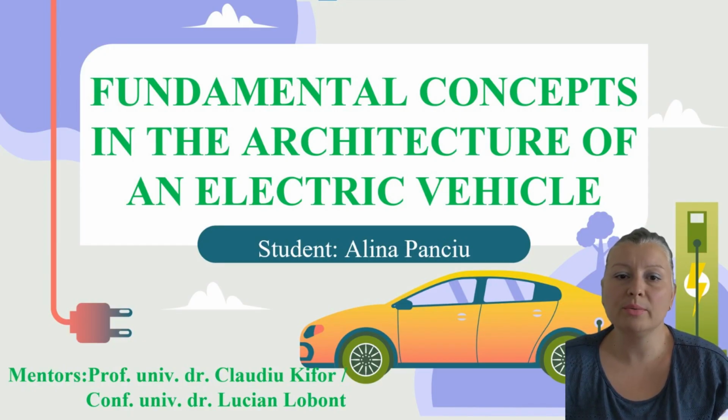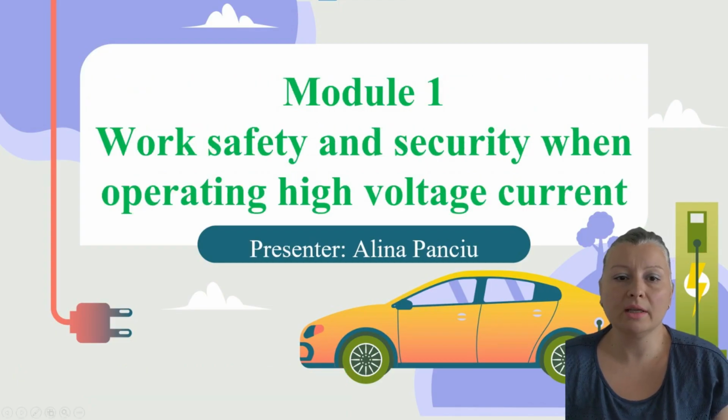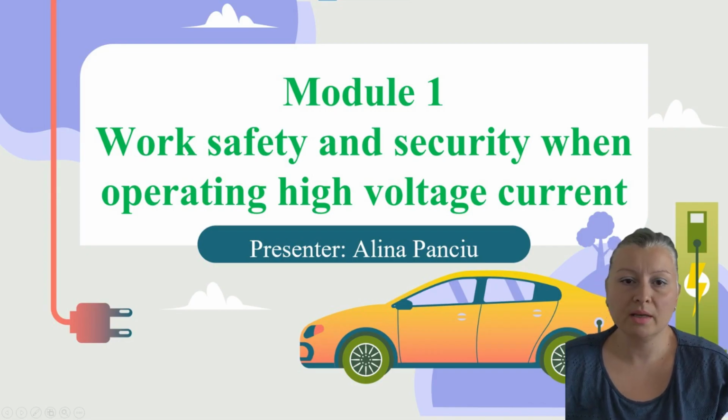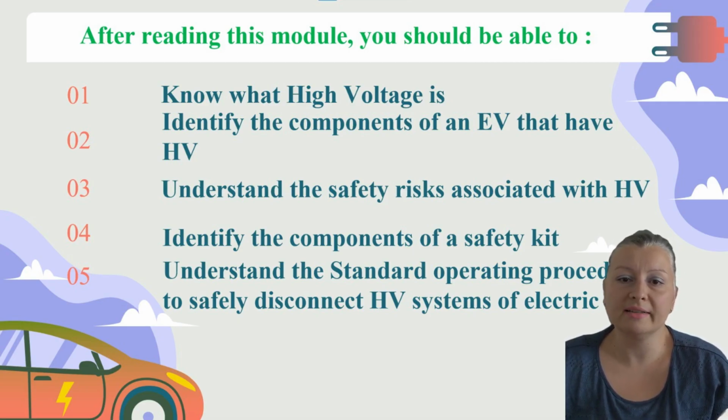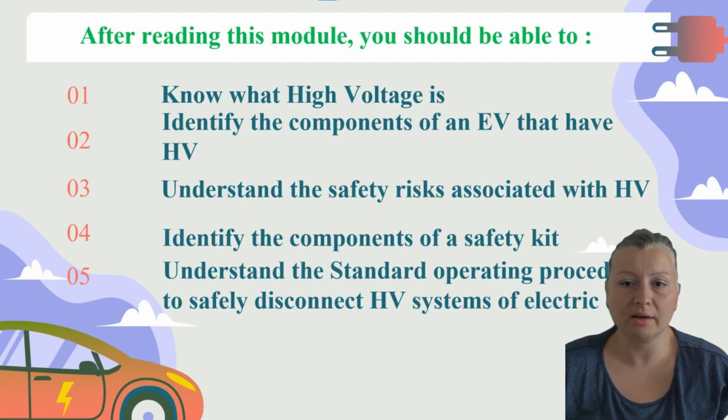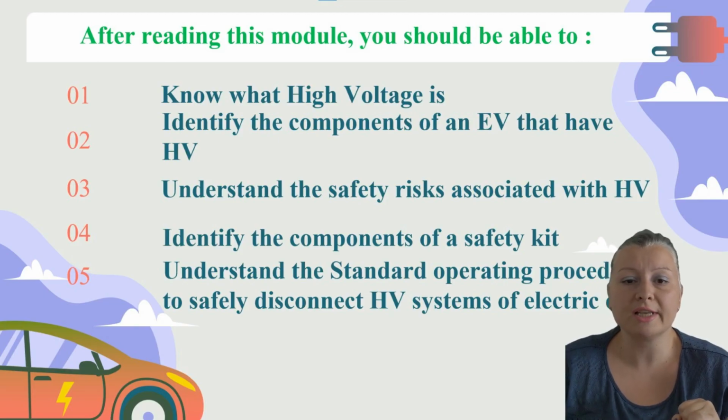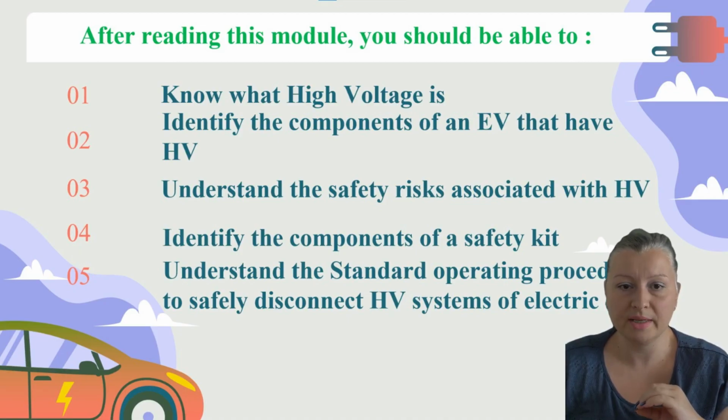Today we will start with Module 1 regarding work safety and security when operating high voltage current. After reading this module, you should be able to know what high voltage is, identify the components of an electric vehicle that have high voltage, understand the safety risk associated with high voltage, identify the components of a safety kit, understand the standard operating procedure to safely disconnect high voltage systems of electric cars.